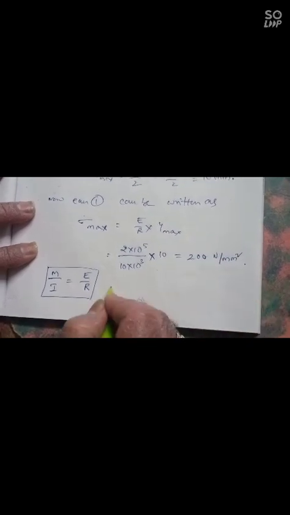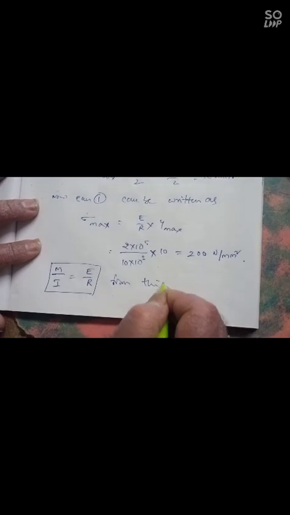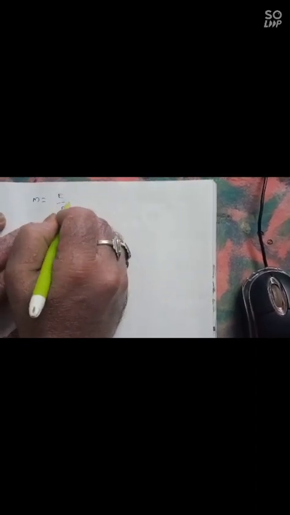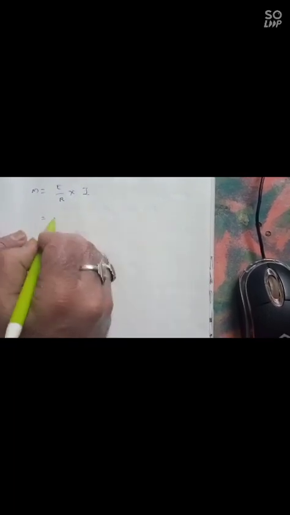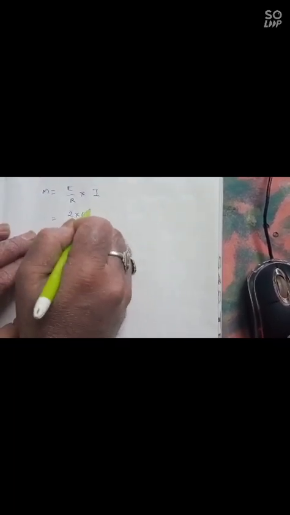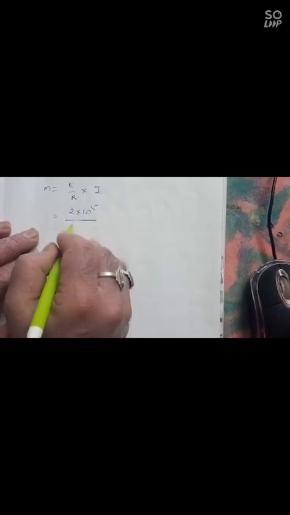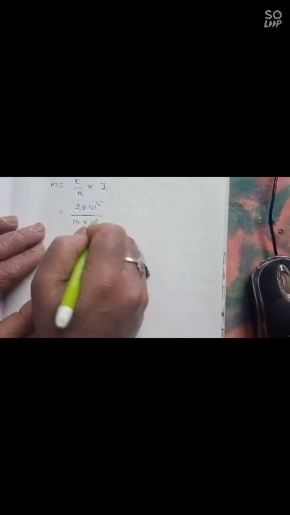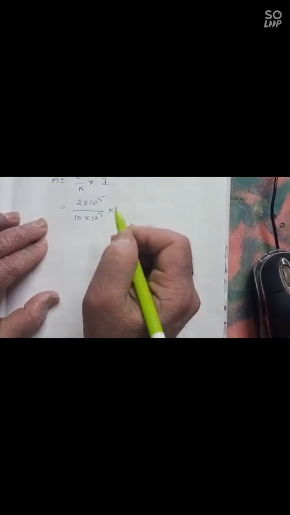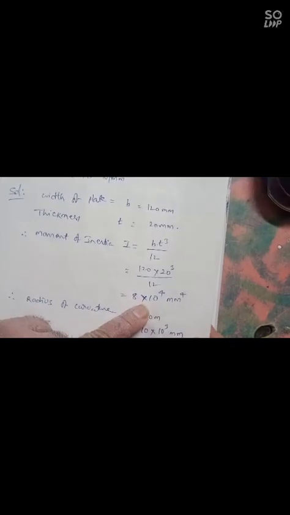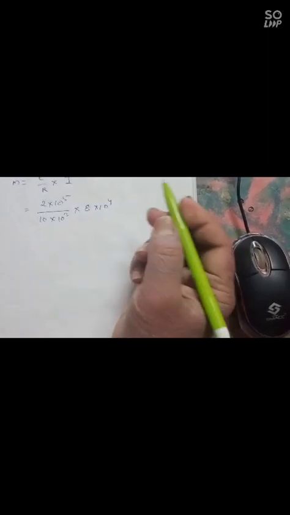Okay, so from this, M equal to E by R into I. So we know E is 2 into 10 to the power of 5, R is 10 into 10 to the power of 3, and the I value is 8 into 10 to the power of 4.